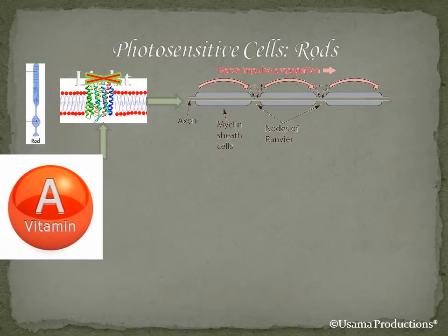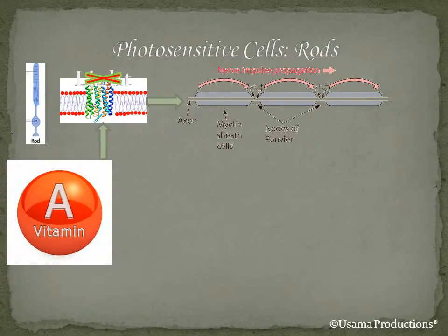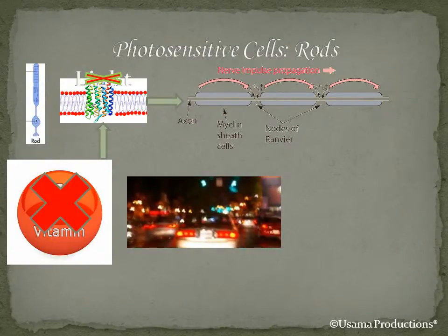Body synthesizes rhodopsin from vitamin A, and that is why deficiency of vitamin A causes poor night vision. This problem is called night blindness.